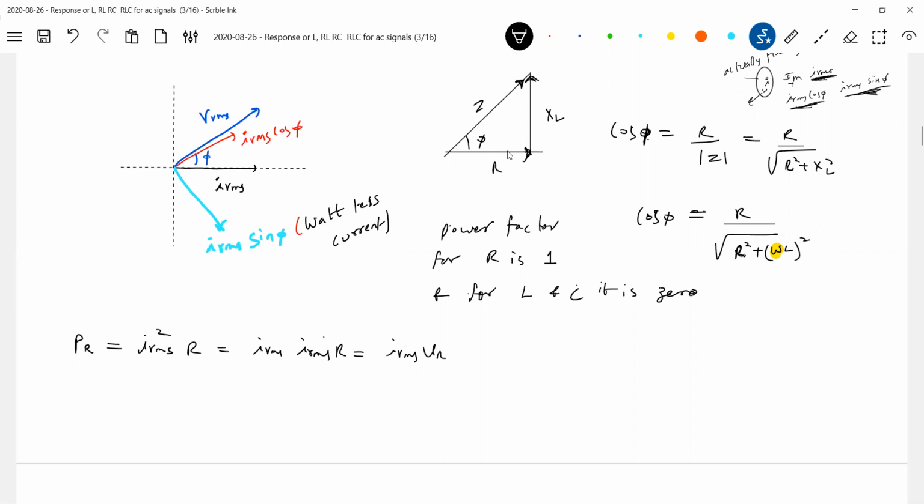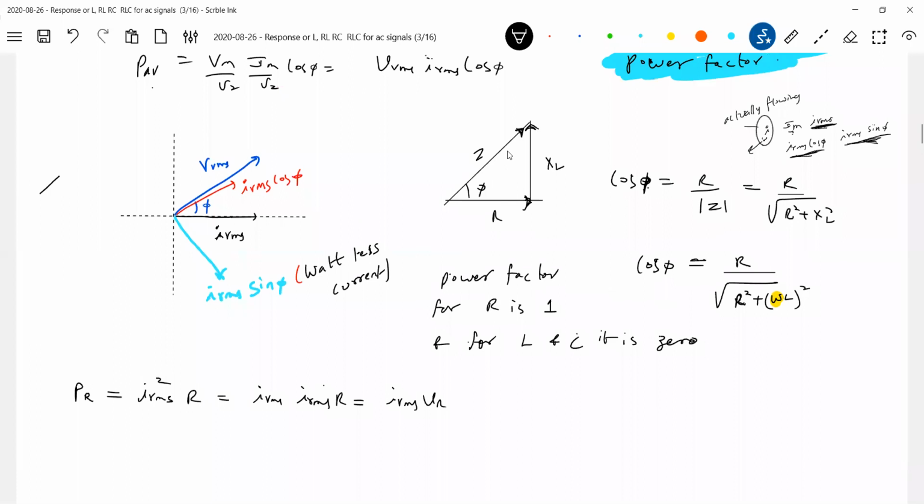Let me draw the voltage triangle somewhere here. We have everything in front of us. So what is VR? We can write VRMS cos phi. Is it justified? What about the average power? Who will dissipate here? Resistor and inductor are there. Only the resistor will dissipate, which is equal to nothing but P average.